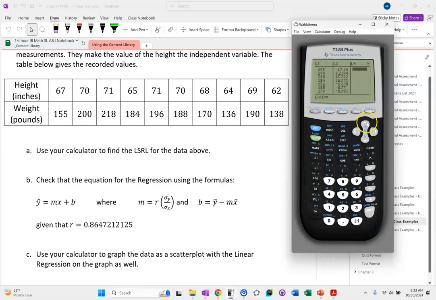Alternatively, I think you could do L2 minus vars, y vars, function y1 of L1, and that'll give you the same thing. So it's taking the known y's from L2 and then subtracting from it the predicted values. As long as you stored your regression equation when you made it, you can do that y1 of, and it'll handle it that way also.